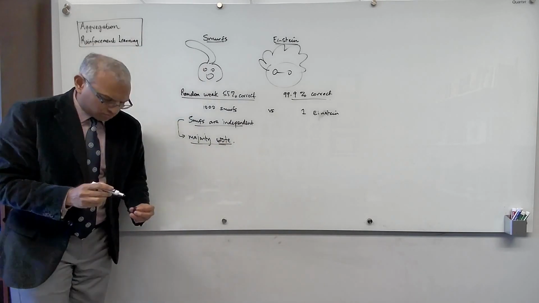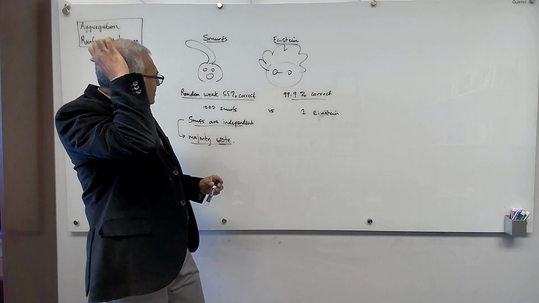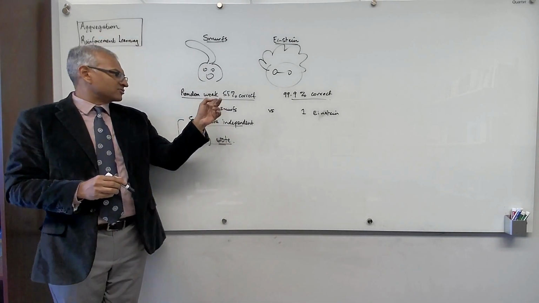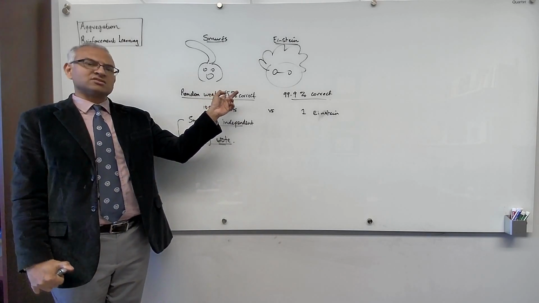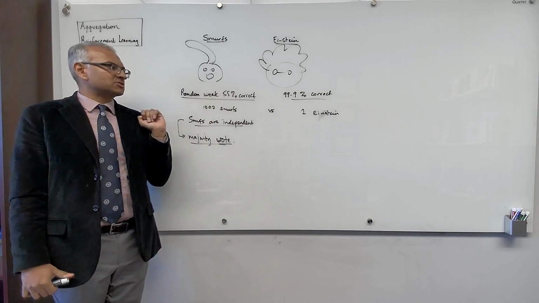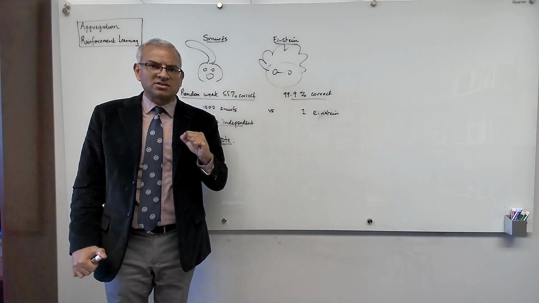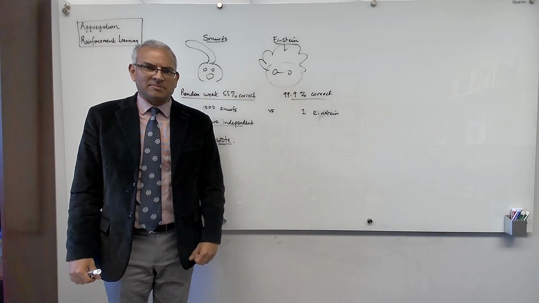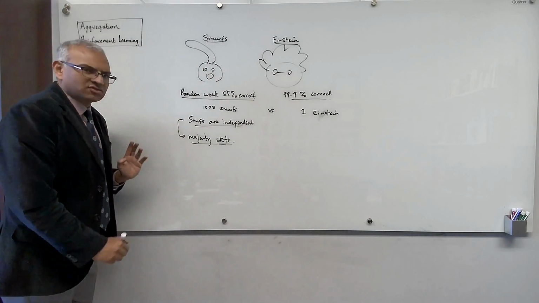Now, would you rather live in the world where you have 1,000 annoying Smurfs roaming around randomly answering questions, 55% of the time correct for each Smurf, or Einstein, who gets the question right 99.9% of the time? This is a very interesting exercise for you to do.